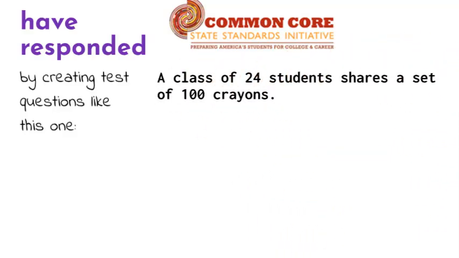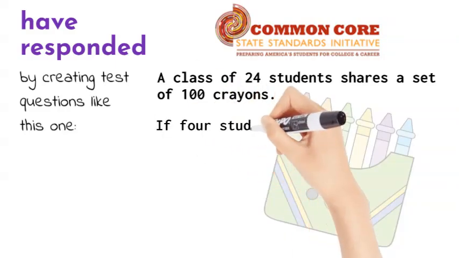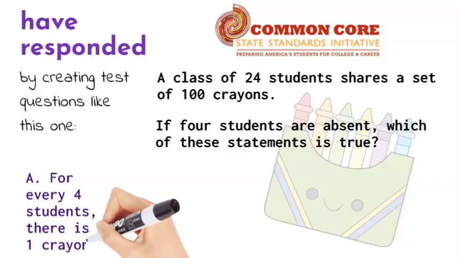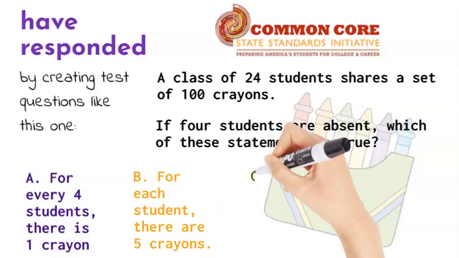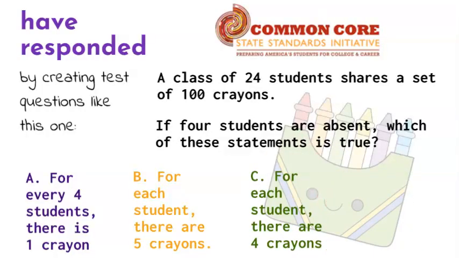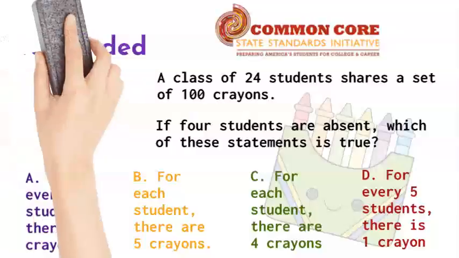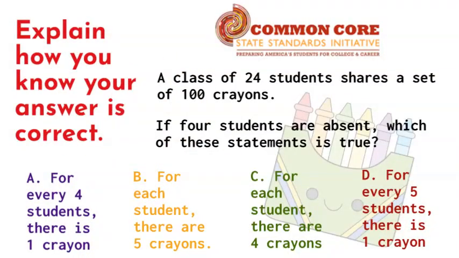A class of 24 students shares a set of 100 crayons. If 4 students are absent, which of these statements is true? For every 4 students, there is 1 crayon. For each student, there are 5 crayons. For each student, there are 4 crayons. For every 5 students, there is 1 crayon. Explain how you know your answer is correct.